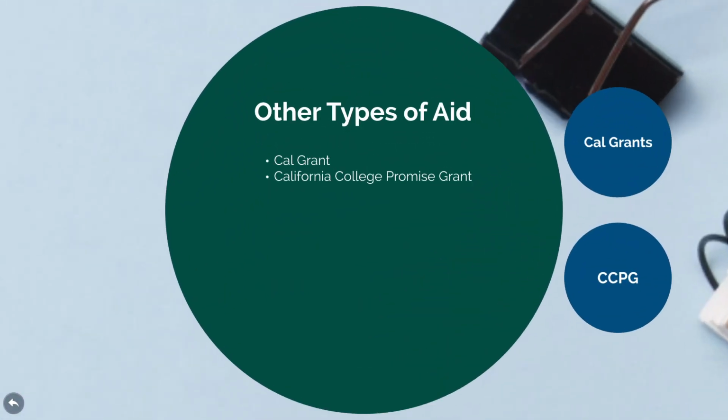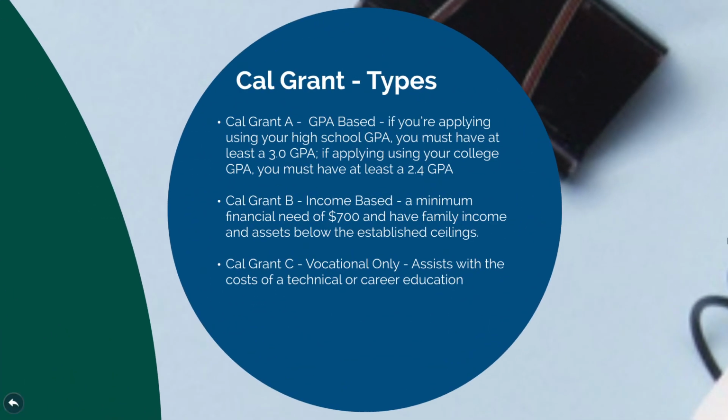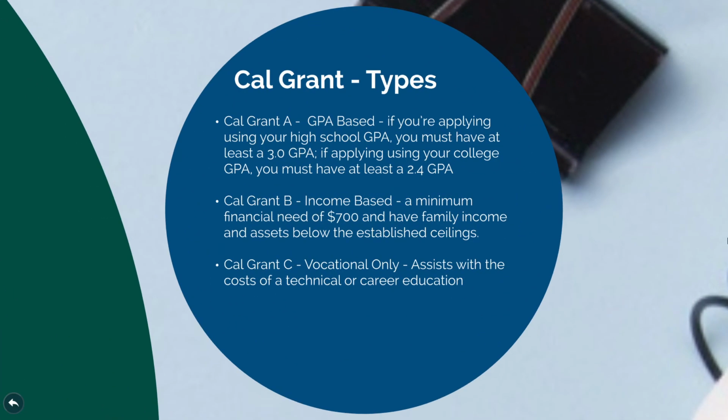The last two things we're going to learn about today are the Cal Grants and the California College Promise Grant. The Cal Grant is a type of aid that is given to California residents, and there are three types of aid you might qualify for depending on your situation. Cal Grant A is GPA-based money, and in order to qualify you have to have a 3.0 or above if you are a senior in high school, or a 2.4 GPA if you are a college student.